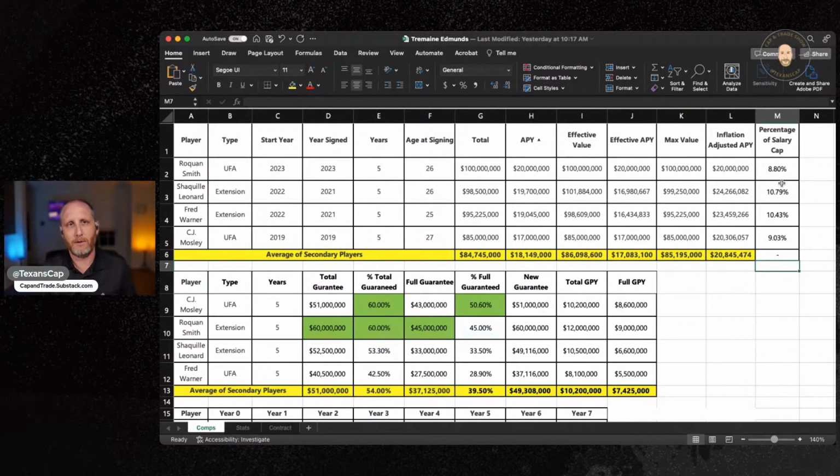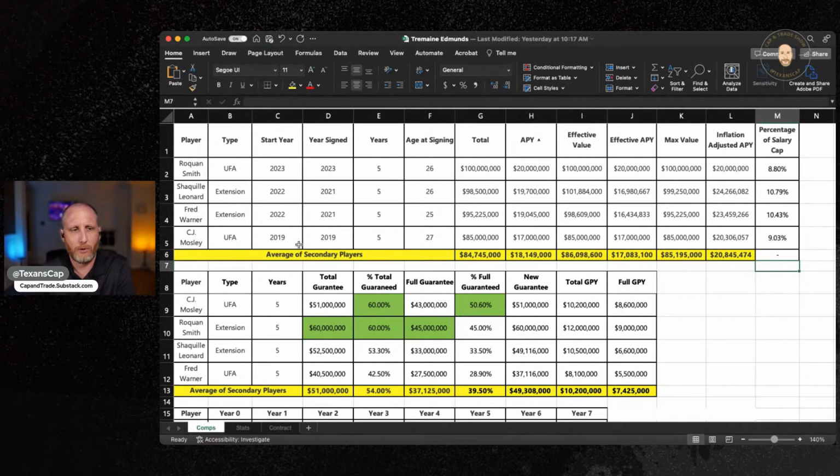Almost 60, almost 40 million. So you take that 20 million APY, divide it by 224.8 million, and this is where you get your percentage. Shaquille Leonard and Fred Warner both signed their extensions in the COVID year. So that's why their percentages are much higher than Smith.